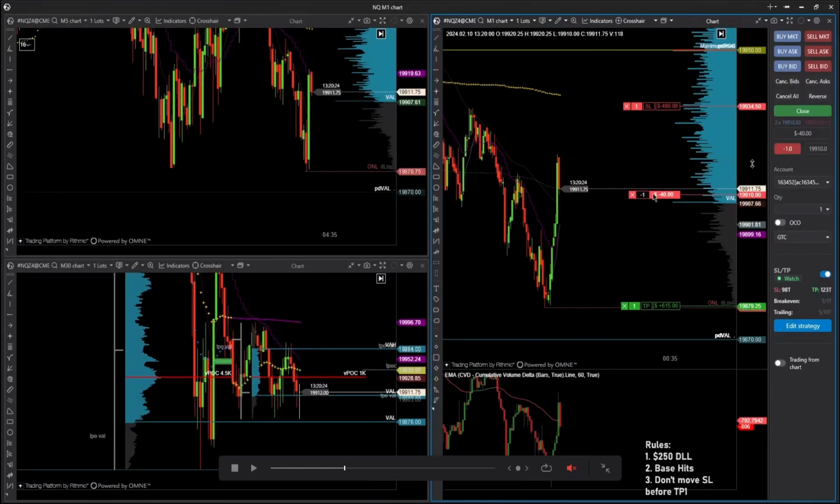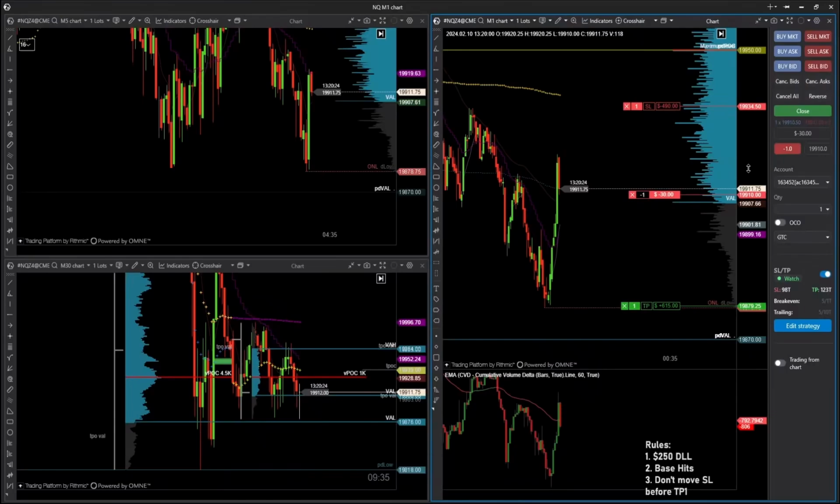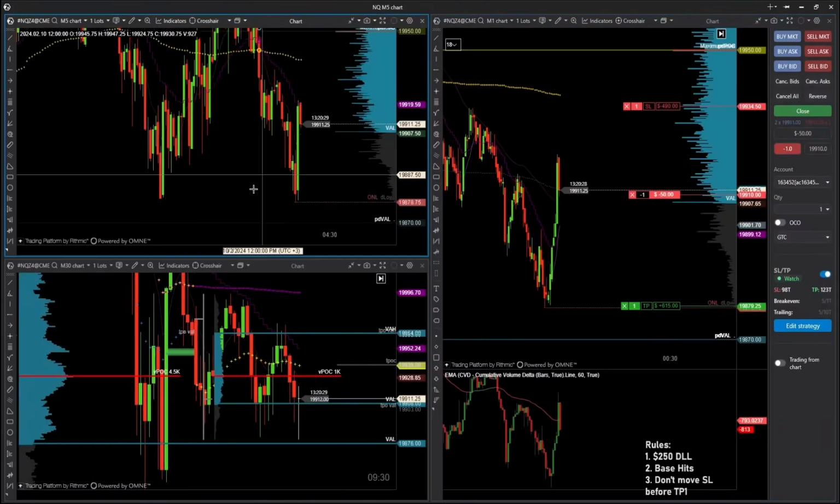I enter with 1 mini, and I didn't realize that this is my live account. So I didn't switch to the Apex account, and I let the trade play out on my actual live account with my live funds. And let's see what happened.